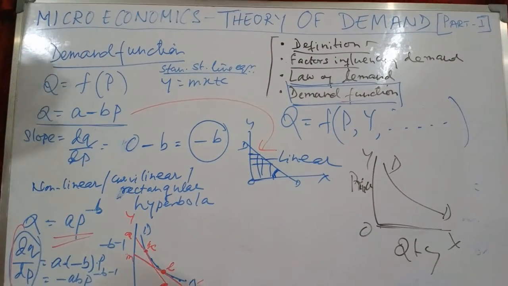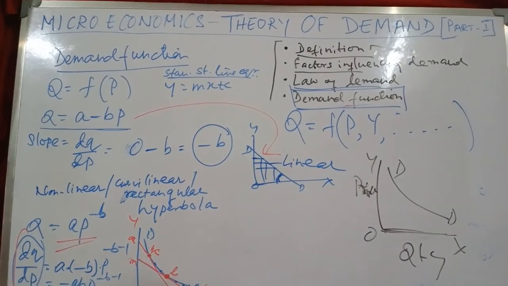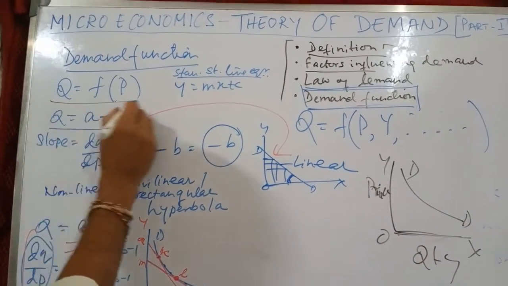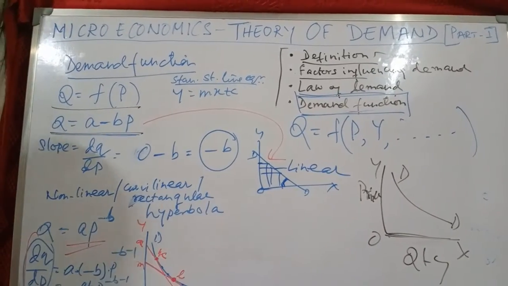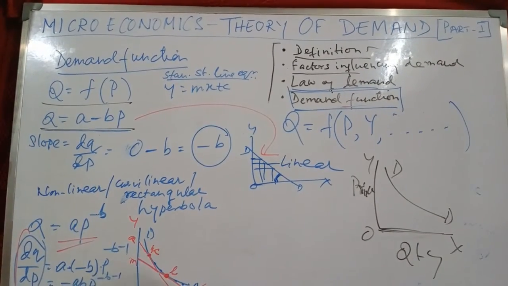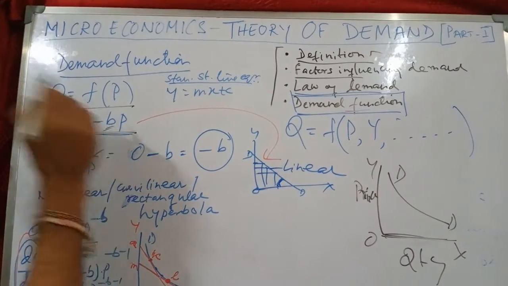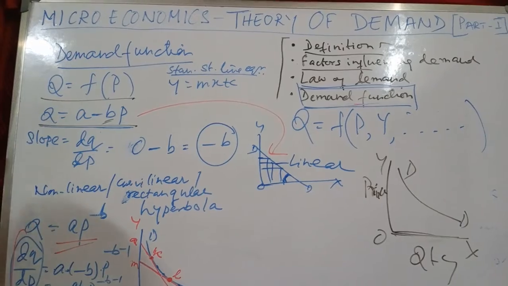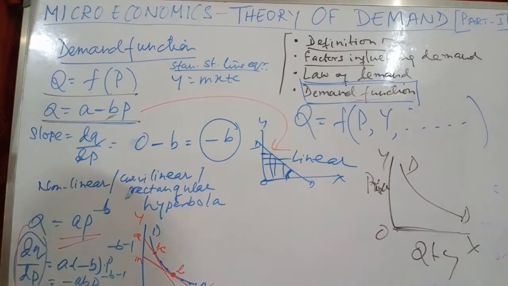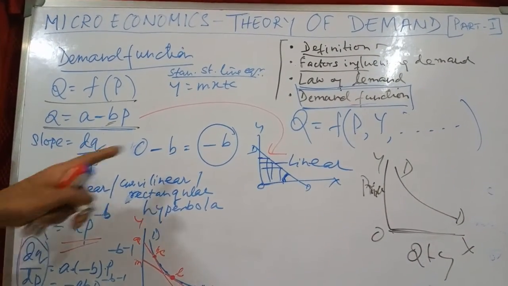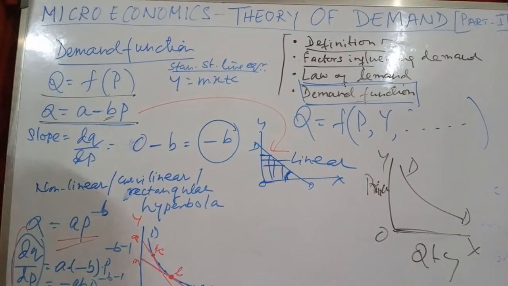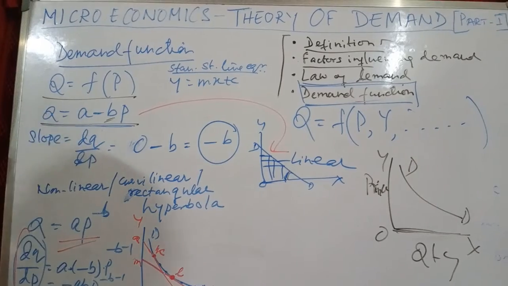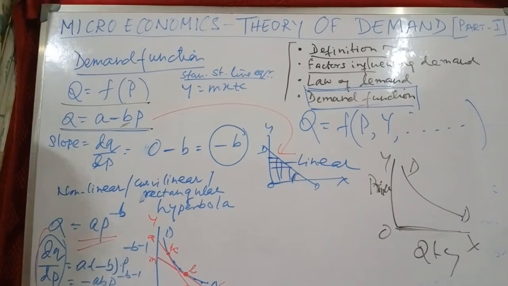Then we come to the demand function. This is the straight line demand function. Q equals A minus BP, where B is the slope of the demand curve. If you differentiate Q with respect to P, dQ/dP equals minus B. This signifies that the demand curve is downward sloping.